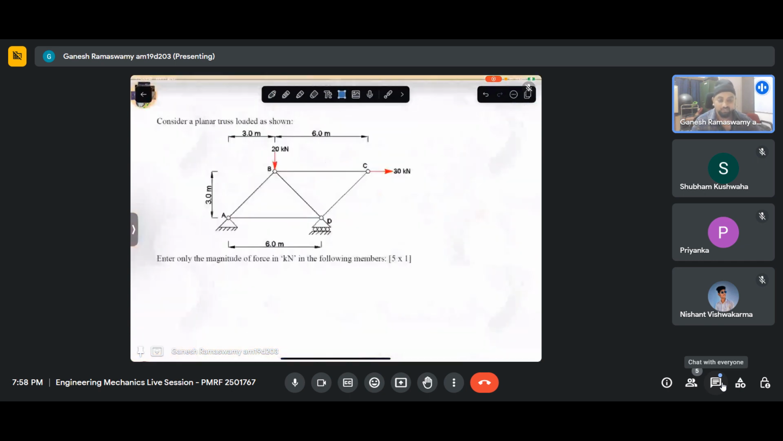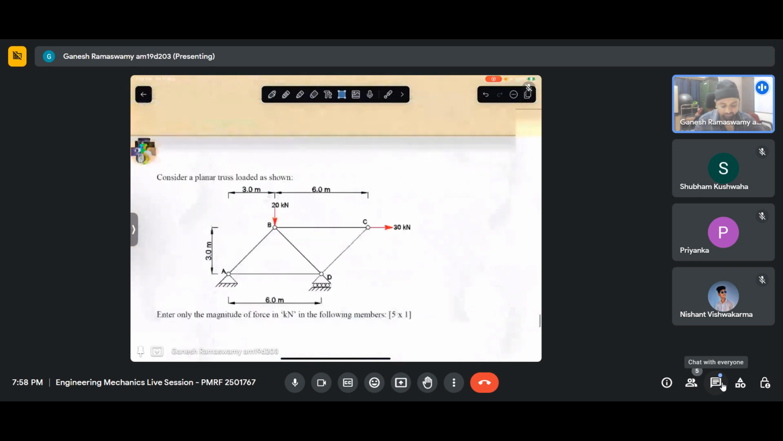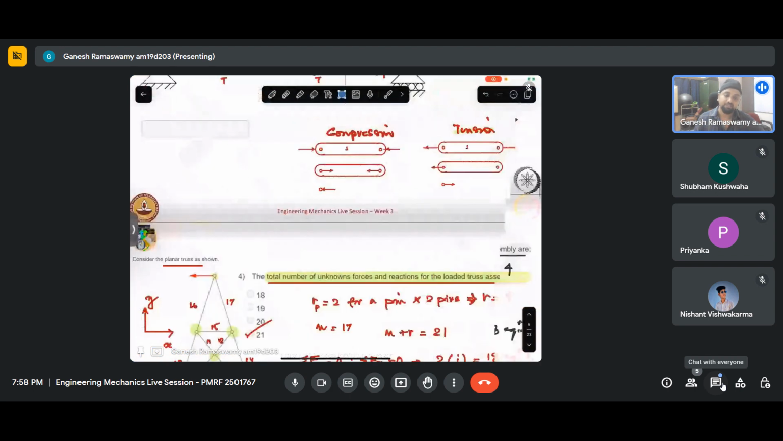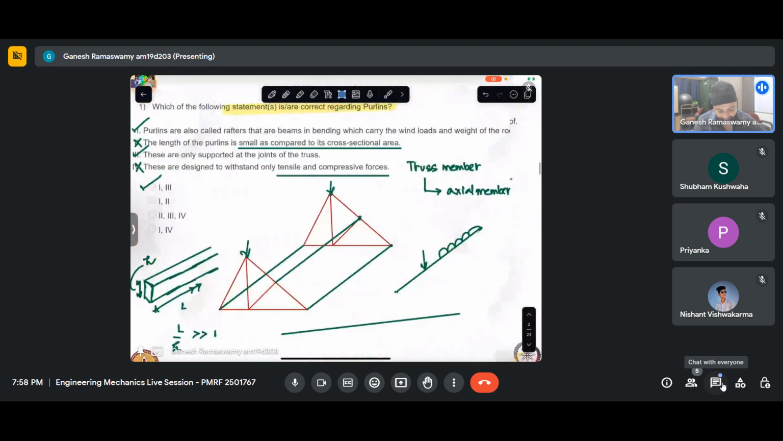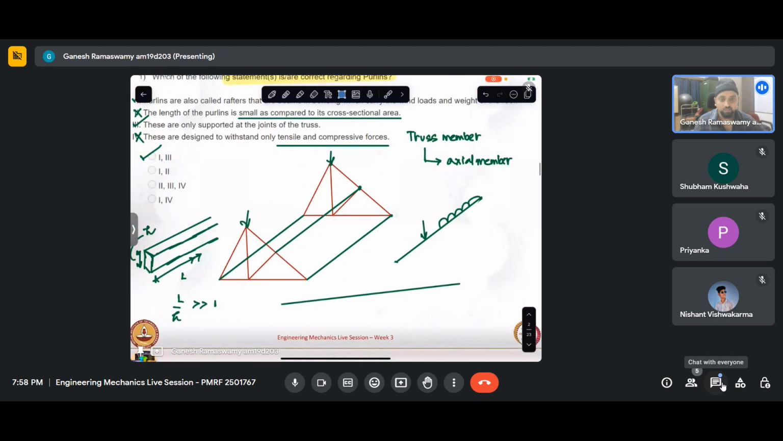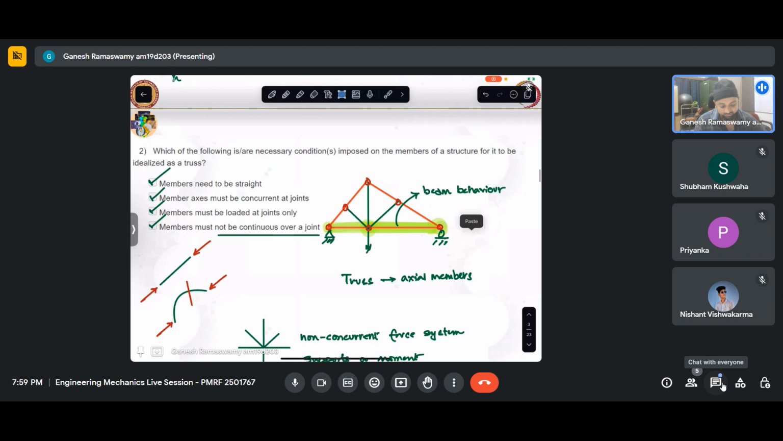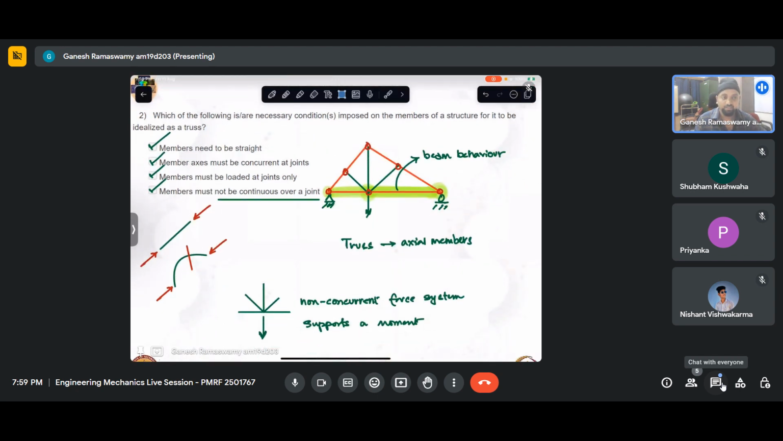So other than this, what we have covered today is the method of sections, the method of joints, and we have seen that the method of joints is essentially a subset of method of sections where we get only two equilibrium equations because of the concurrent force system. So we saw a brief into what purlins are essentially. These are bending members. These are beams which transfer the load to trusses. And then what are the constraints that need to be respected by a member for it to be analyzed as a truss.